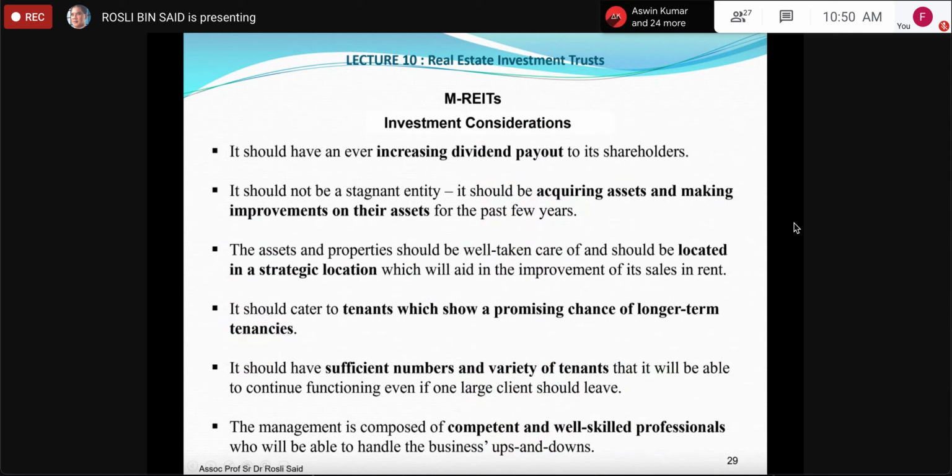So now, in terms of investment consideration, it should have an ever-increasing dividend payout to its shareholders. This is the research that I have conducted before. And from time to time, I've been doing REITs papers as well, about Malaysian REITs, as well as Nigerian REITs. And then it's about ASEAN REITs as well. So basically, I've been doing research on this from time to time.